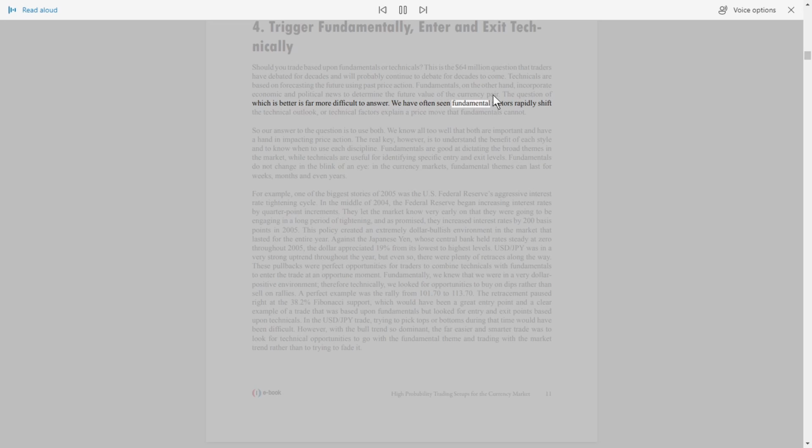We have often seen fundamental factors rapidly shift the technical outlook, or technical factors explain a price move that fundamentals cannot. So our answer to the question is to use both. We know all too well that both are important and have a hand in impacting price action. The real key, however, is to understand the benefit of each style and to know when to use each discipline.